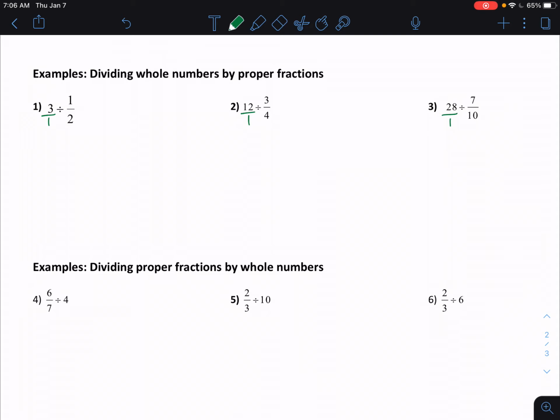And then I can go right to my keep, change, flip. So I've got 3 over 1 is going to stay the same. I'm going to change my division to multiplication, and then I'm going to flip the second fraction. In this situation, there is no cross-canceling that needs to happen because 3 and 1 do not have anything else in common. 2 and 1 cannot be simplified any further, so I'm going to multiply straight across. So 3 times 2 on top, 1 times 1 on the bottom. So I get 6 over 1.